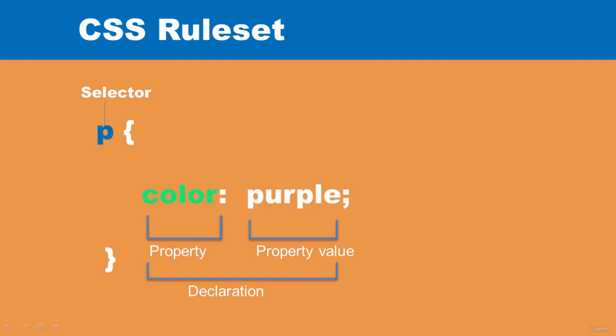So you have to start off with a selector, being the HTML element you want to style. You can style any selectors. You can also style multiple selectors at a time by separating each one with a comma. But in this illustration, just to keep things simple, I'm just using one selector.